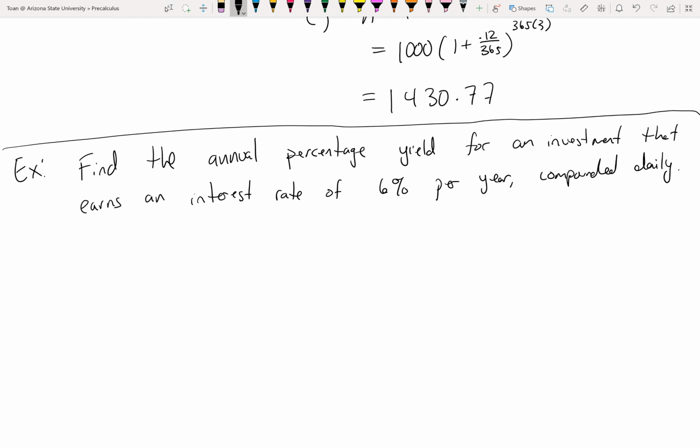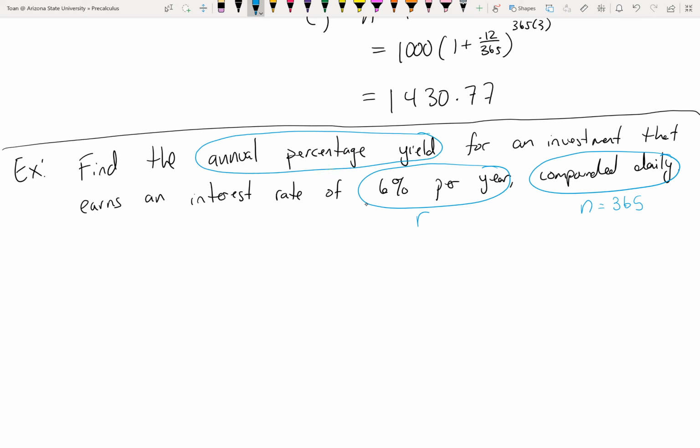Okay, this seems like a pretty simple question. Let's sniff out all the information they give us. Clearly they give us an interest rate, so that's an R. Compounded daily, that's an N equals 365. Now, this is very subtle, but for annual percentage yield, it's always time equals 1. So we don't have to worry about time because annual percentage yield will always be 1. Now, the only thing that's missing is they don't give us the principal, but for these types of problems, it doesn't really matter. Why not?